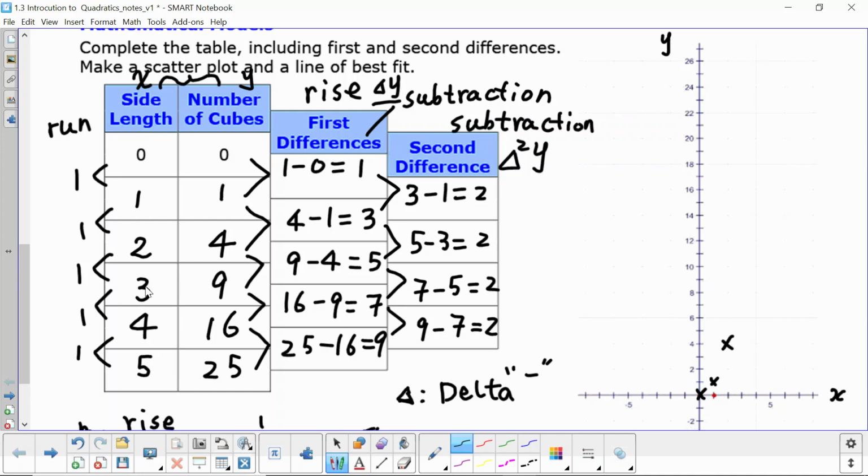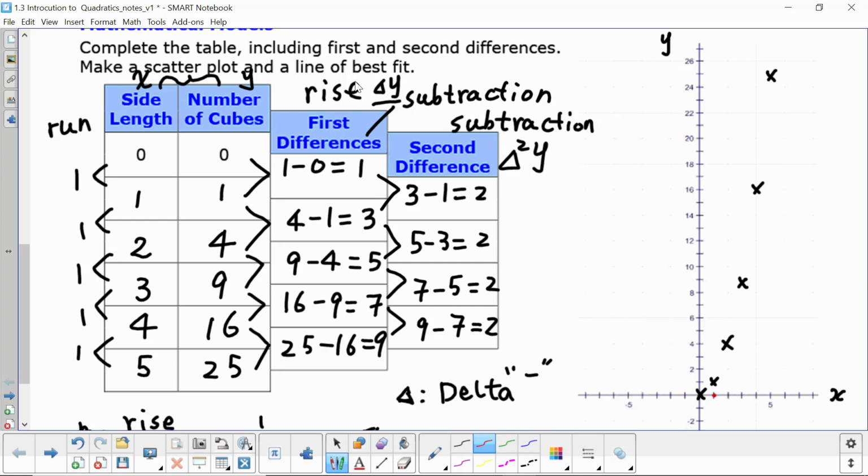Then the fourth point is 3, 9. So x is 3, right 3, up 9. Then next point, 4, 16. Right 4, up 16. And the last point is 5, 25. So right 5, up 25. It's here. So you have these scattered points.